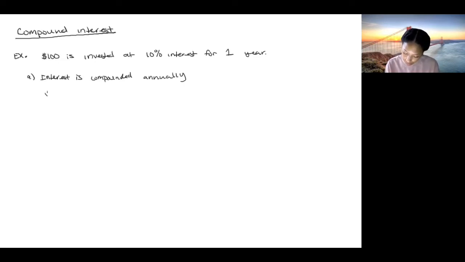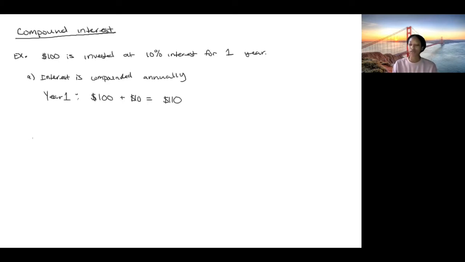So for year 1, we go in with $100, and then at the end of the year, we add 10% of 100. I picked these nice numbers because it's easy. What's 10% of 100? $10. So at the end of the year, you end up with $110. That's nice. Life's great. Okay.